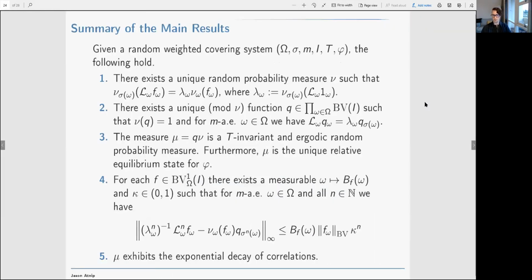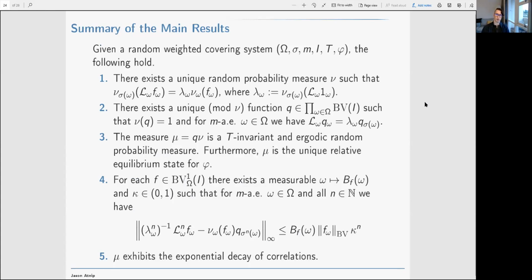Now, let's just summarize what all of our results are before we move on to examples. What we came up with is if we have this random weighted covering system, we can find a unique random conformal probability measure nu that satisfies this conformal measure property. And here, where lambda omega is log integrable, we're able to find a unique modulo nu invariant density, which is BV on every fiber and is invariant with respect to the normalized operator.